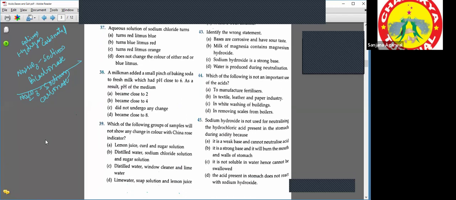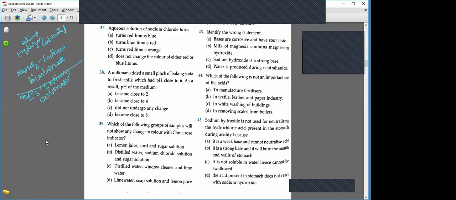43. Identify the wrong statement. Ma'am, what is the meaning of corrosive? Is the answer option A? Yes, because acids are corrosive and sour in taste, and bases are bitter in taste.